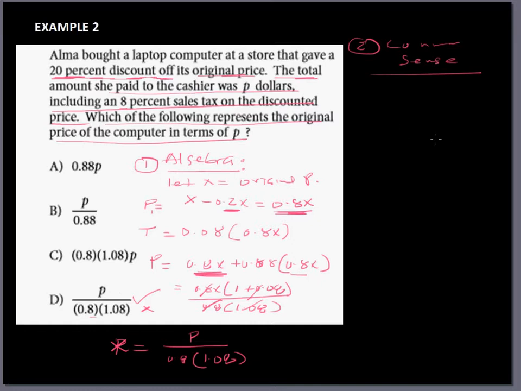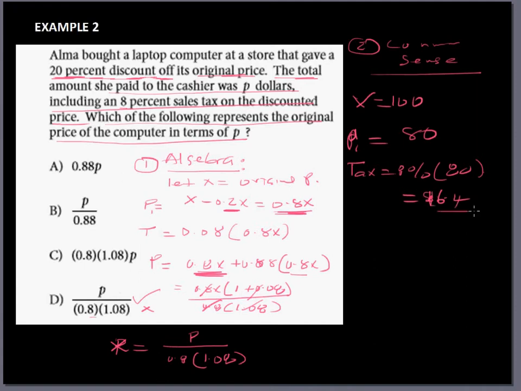But let's suppose that we cannot solve it that way. Then what we can do is let the original price x be equal to $100. That means our discounted price P1 will be $80. And how much would tax be? Our tax will be equal to 8% of $80, and 8% of $80 is 6.4. So we're going to pay 6.4 in taxes.